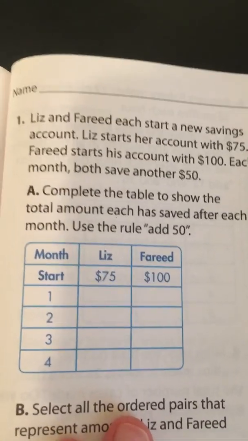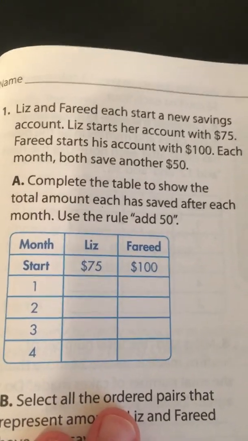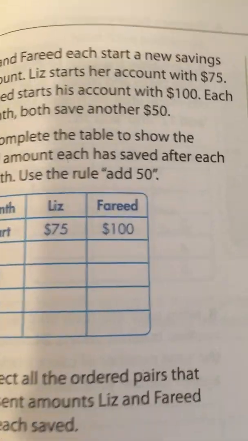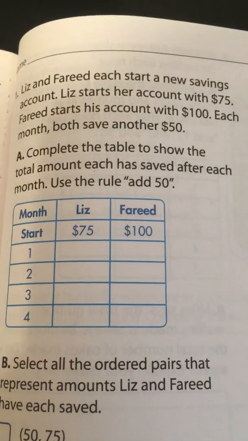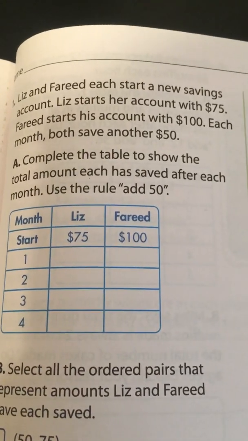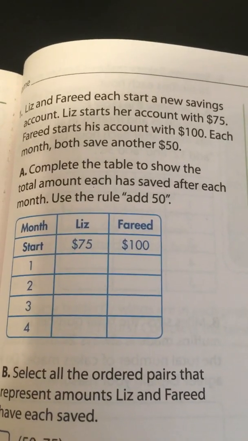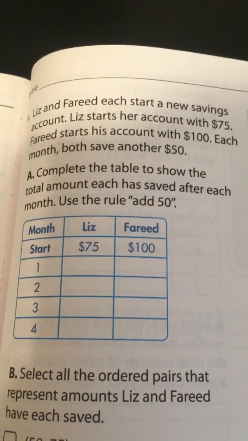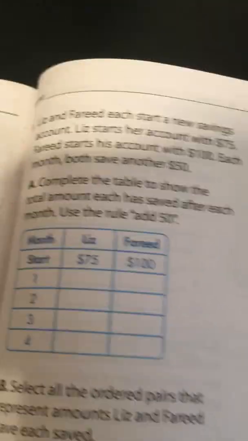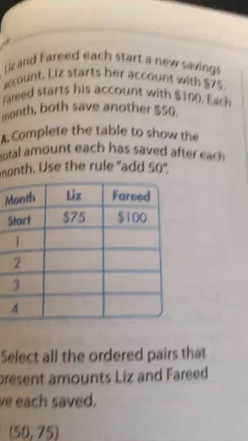So question 1 says, Liz and Fareed each start a new savings account. Liz starts her account with $75. Fareed starts his account with $100. Each month, both save another $50. Complete the table to show the total amount each has saved after each month. Use the rule, add 50. Okay, so I'm actually gonna, sorry for the shaking.